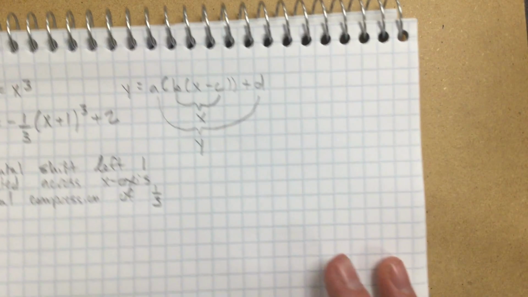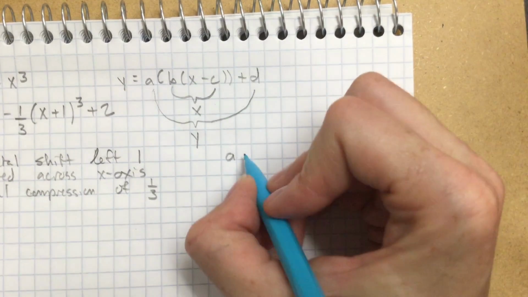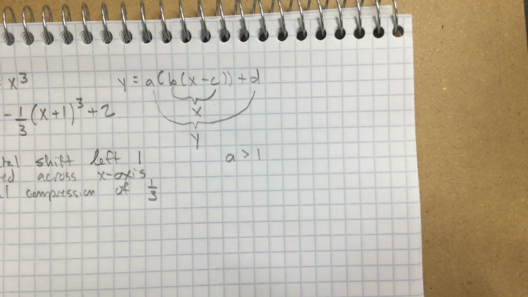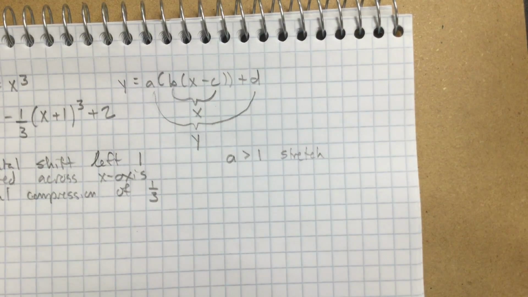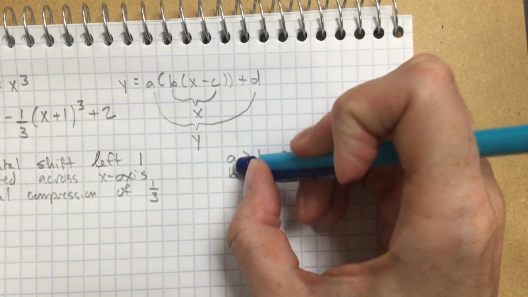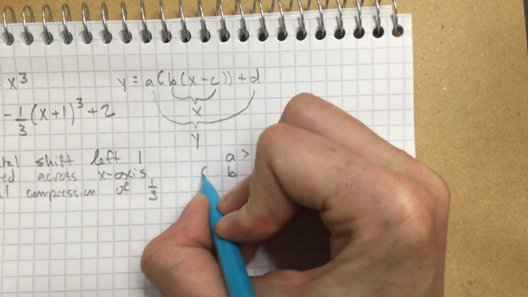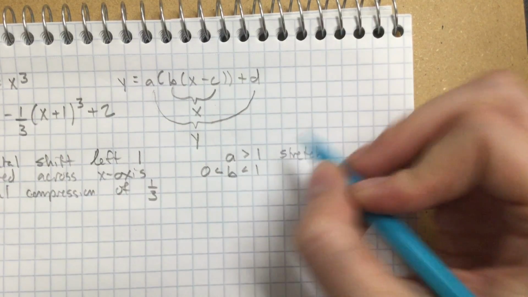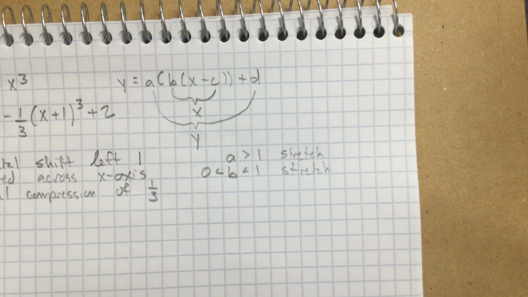For your A values, if A is greater than 1, you have a stretch. For your B values, if it's between 0 and 1, you have a stretch. Which way?